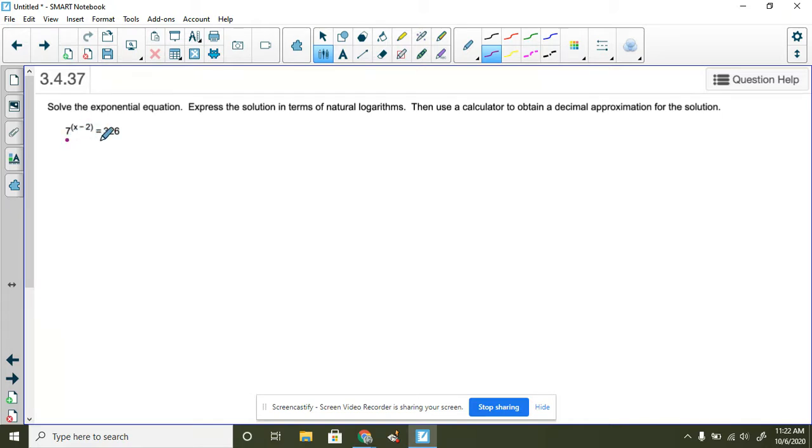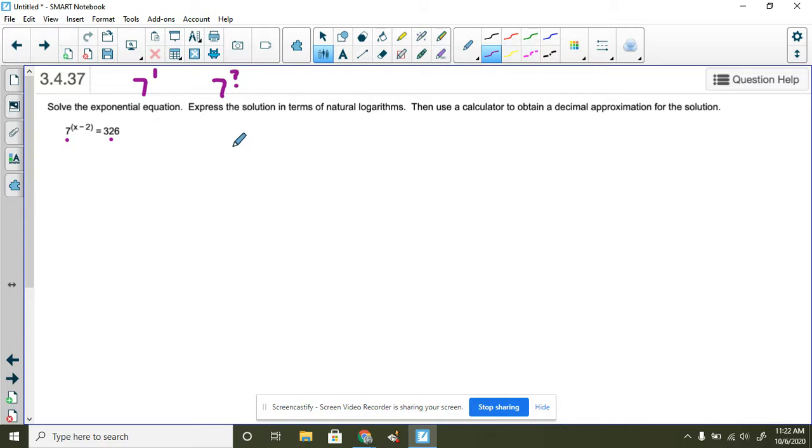Sometimes we would look to see if these two numbers can be written as powers of the same base, okay? But 7 can only be written as 7 to the first power, and 326 can't be written as a power of 7. So that's pretty much off the board at this point. So we're going to have to use a logarithm to solve this.